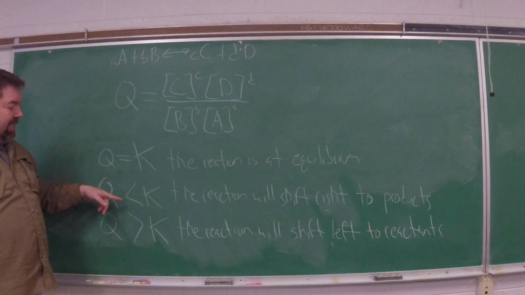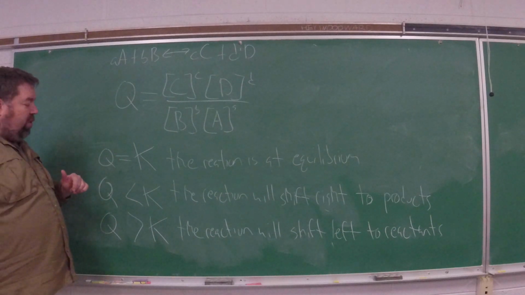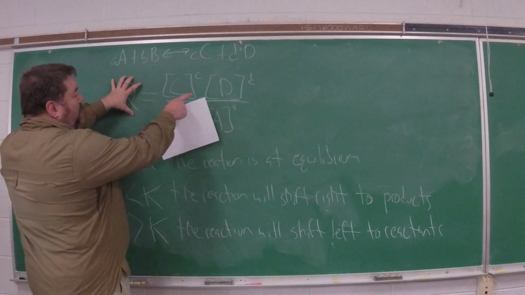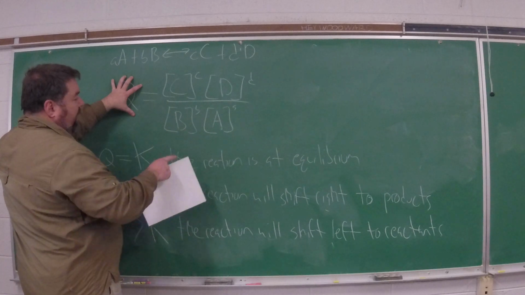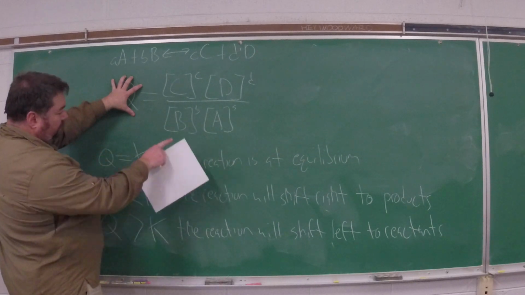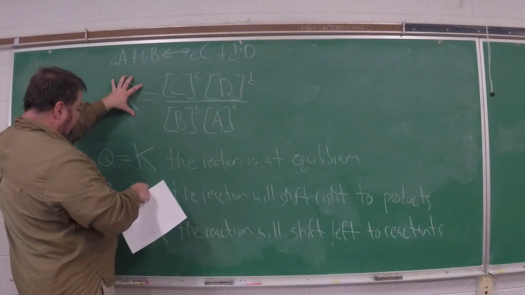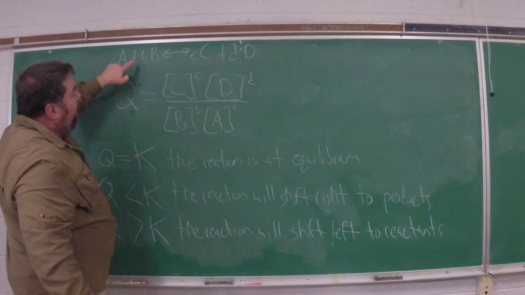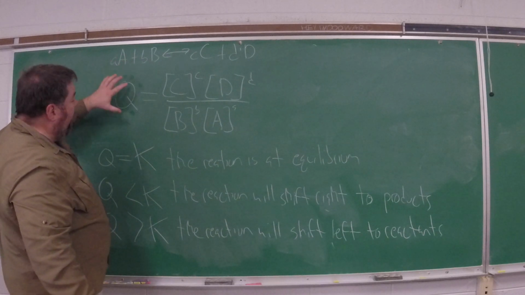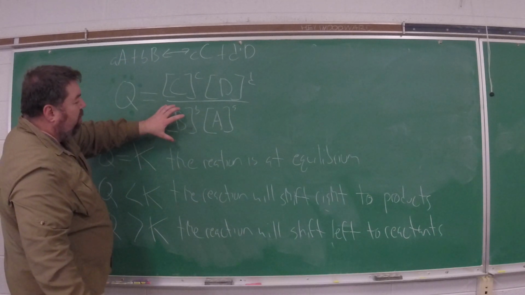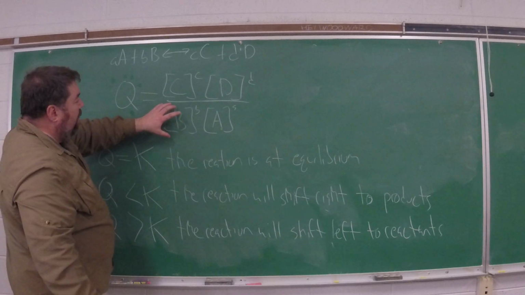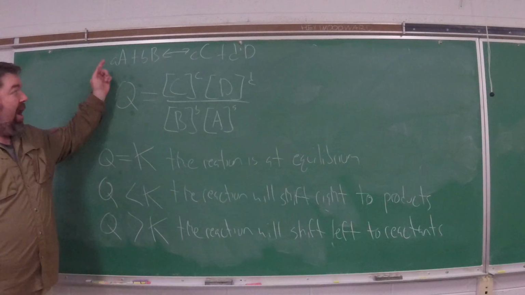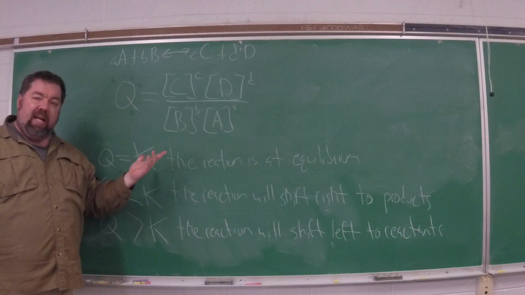If Q is less than K, the reaction will shift to the right, okay? So if Q is less than K, what does that mean? That means our denominator is too large. That means that there's too many reactants, okay? There's too many reactants. The reaction will shift right to products, okay? I hope I explained that so it makes sense.